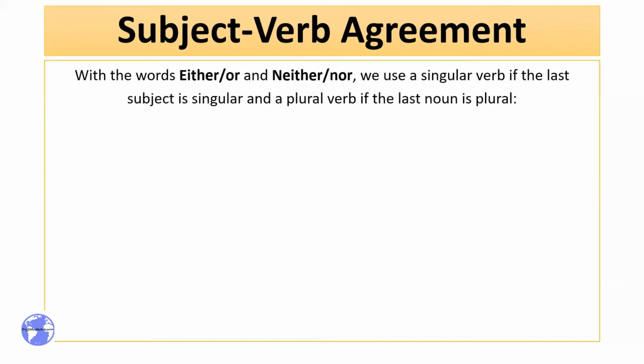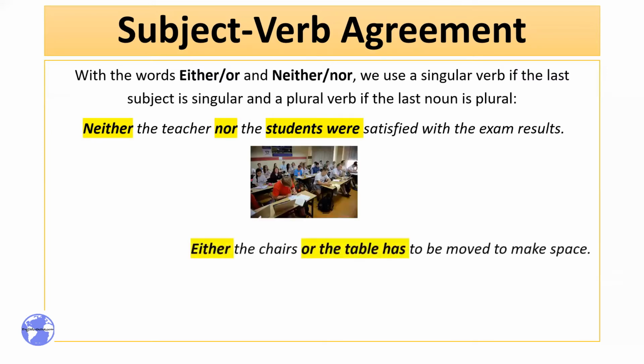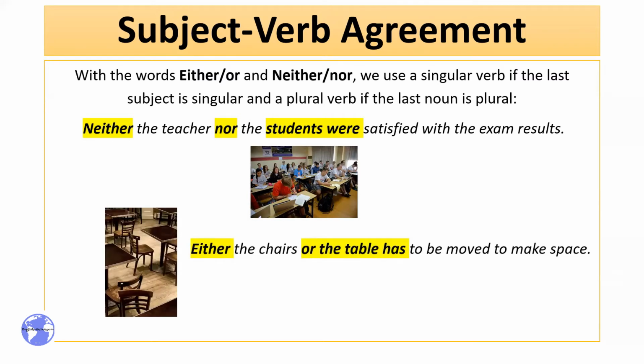With the words either or and neither nor, we use a singular verb if the last subject is singular and a plural verb if the last noun is plural. For example, neither the teacher nor the students were satisfied with the exam results. The second subject is students, so we use the plural verb were. Either the chairs or the table has to be moved to make space. Here, the second subject is table, singular, which determines the singular verb has.